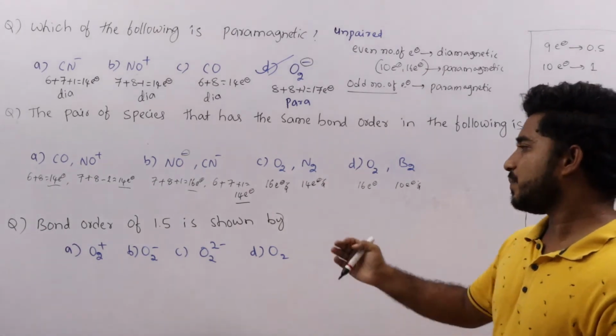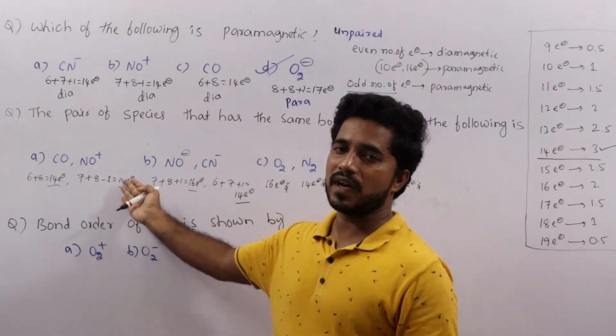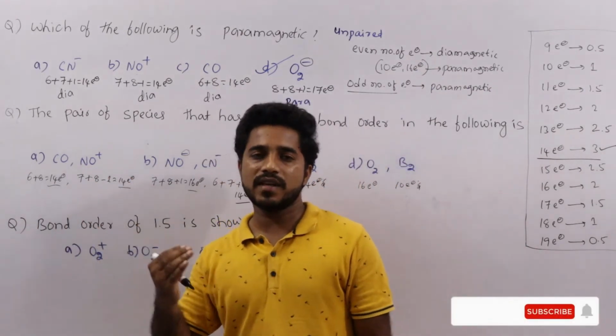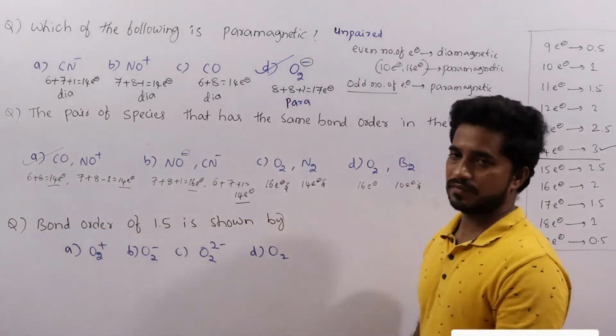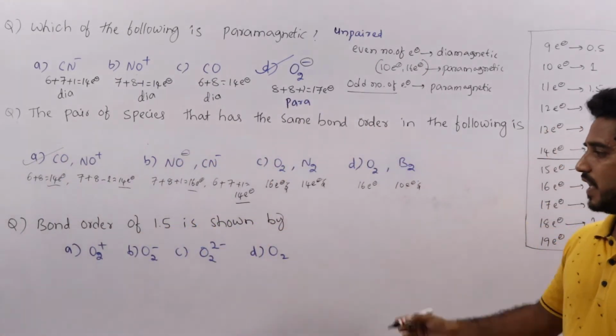So that's why the species which contain the same number of electrons should have the same bond order. Which option is correct here? Option A is correct. Okay, let us see the next question.